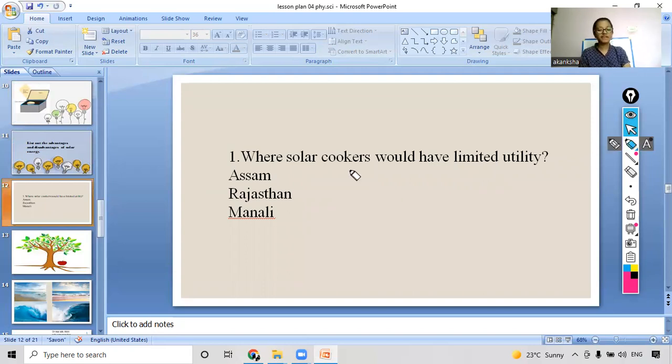Okay, I can see the right responses. Yes, very good. So the right response here is Manali. Because Manali is known for its coldness. It is a hilly place where the sun is usually less seen. So in Manali, there will be limited utility of solar cookers because the sun is not always visible or present there. Yes, you all answered it correctly. Now we will move on ahead and see some more activities and pictures.